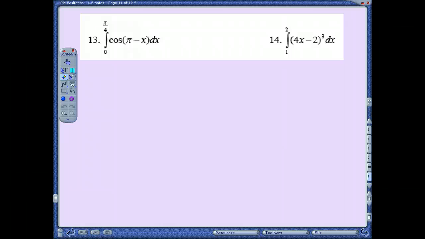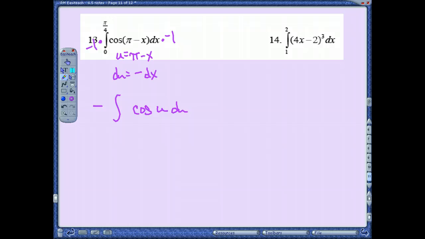Okay, so on number 13, we're going to find our u substitution. So u is going to be that angle, which is pi minus x. My du is going to be negative dx. Well, I don't have a negative 1 dx, so I'm going to have to counteract it with its reciprocal, which is negative 1. That way, I've multiplied by 1 only. So I'm going to have that negative out in front. I have cosine of u du.